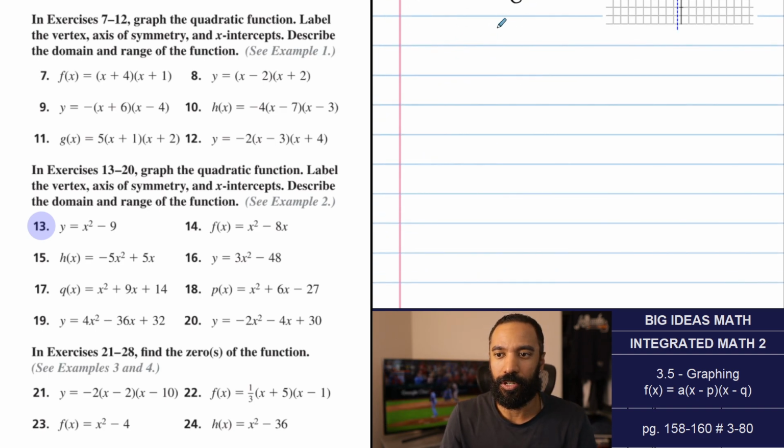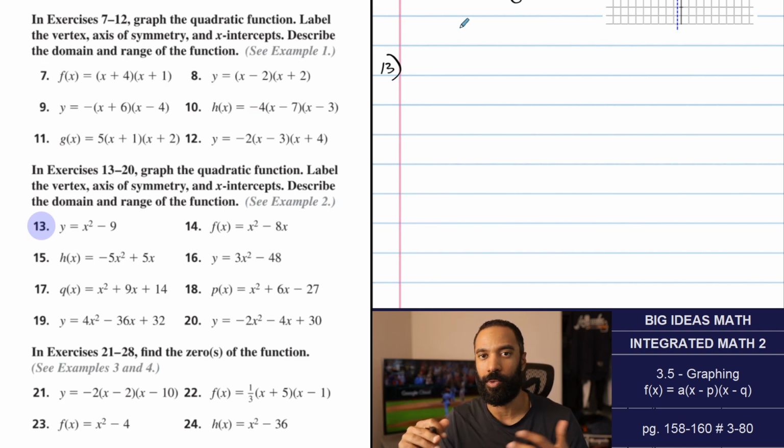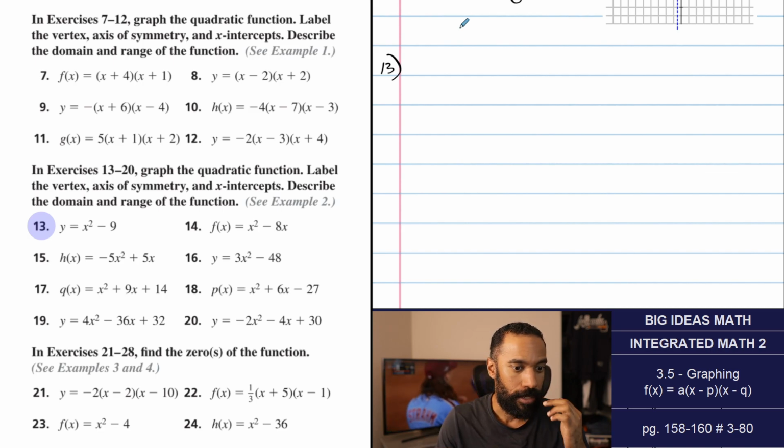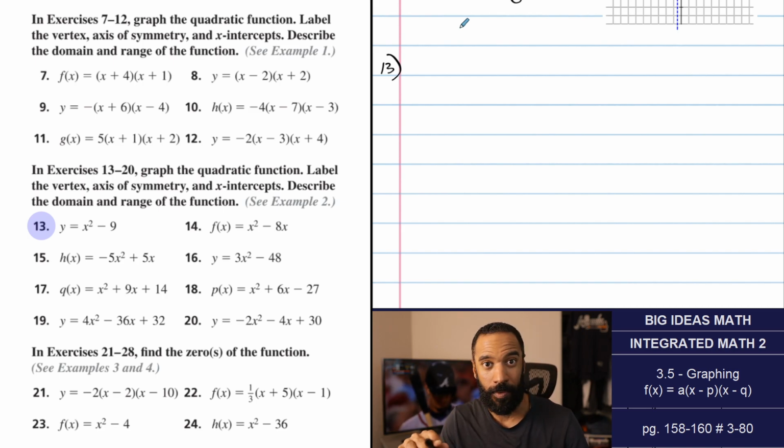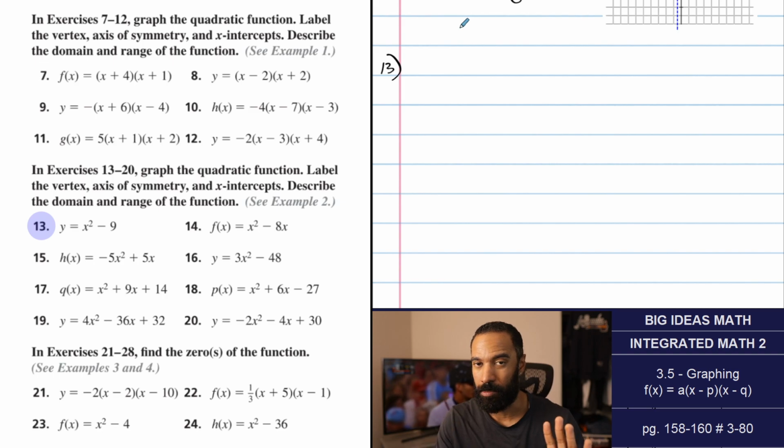Okay, so same thing on 13 through 20. The difference is they're not factored yet, so we have to factor first. The cool thing is, we can use standard form to identify the y-intercept clearly on the equation. The problem is a lot of these y-intercepts would be out of my reach, so I'm not going to bother with the y-intercept and changing that stretch if the vertex fits within my graph just fine.